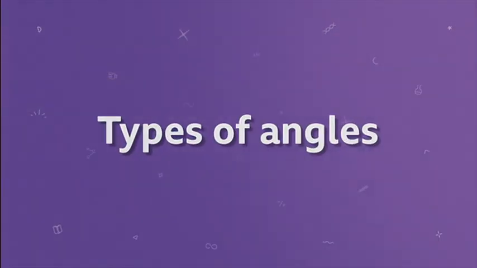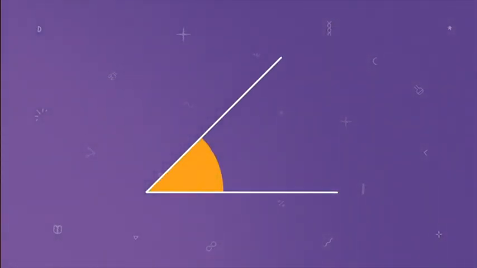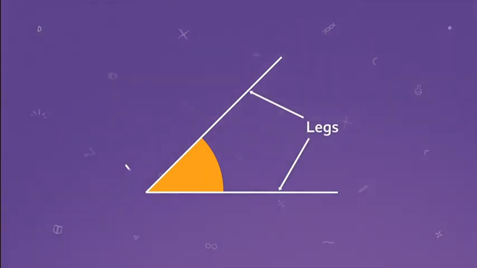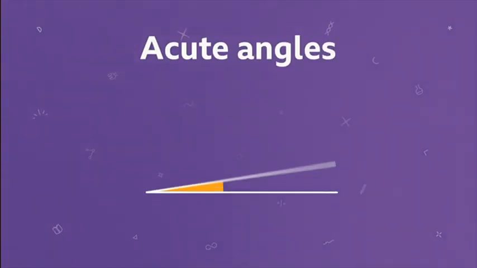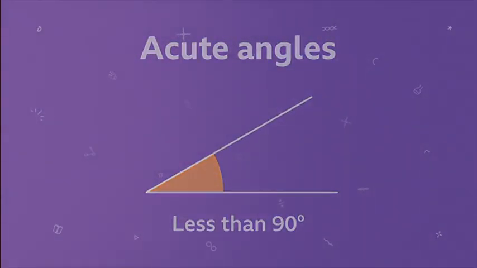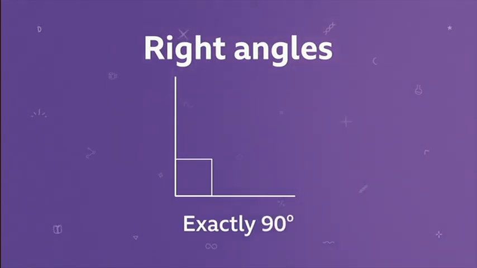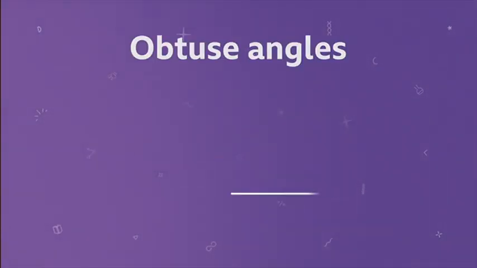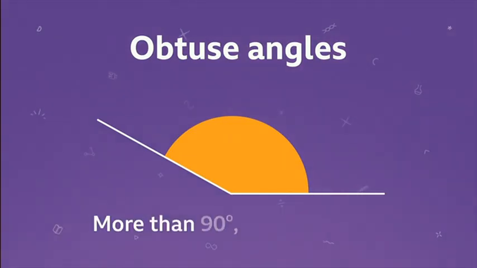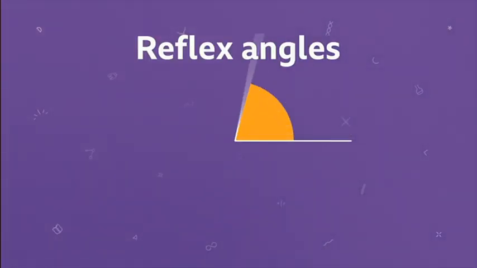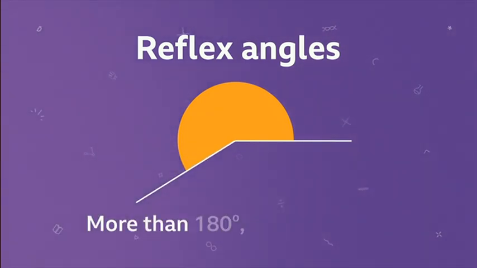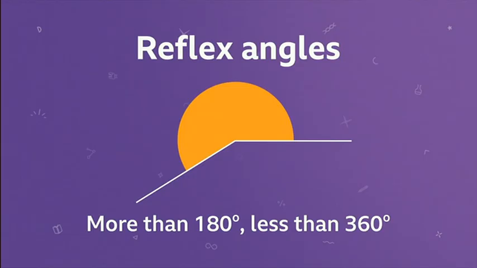Types of angles. An angle is a measure of the space between two lines, called legs, that begin at the same point. They are measured in a unit called a degree, which is written using this symbol. There are 4 types of angles. Acute angles measure less than 90 degrees. Right angles measure exactly 90 degrees, always marked with a square. Obtuse angles measure more than 90 but less than 180 degrees. Angles that measure exactly 180 degrees form a straight line. And reflex angles measure more than 180 but less than 360 degrees.